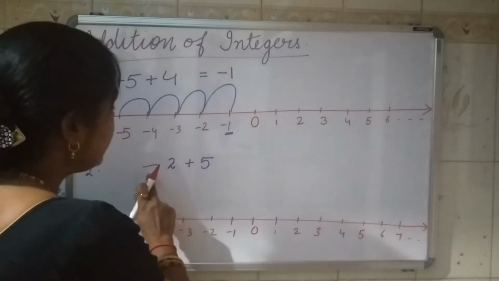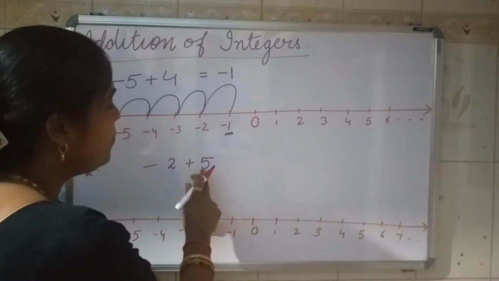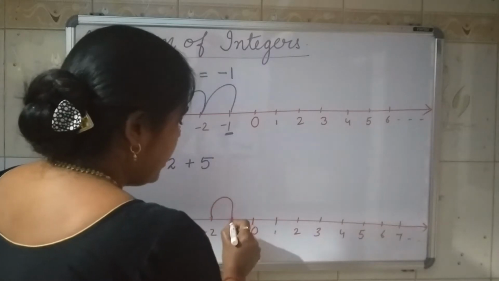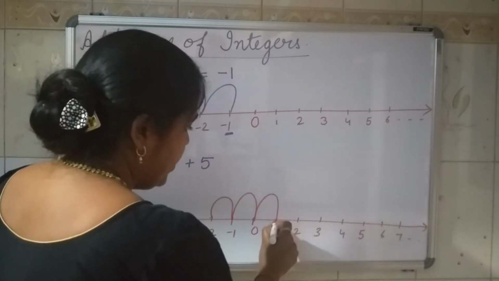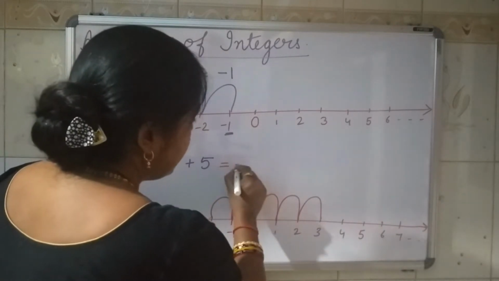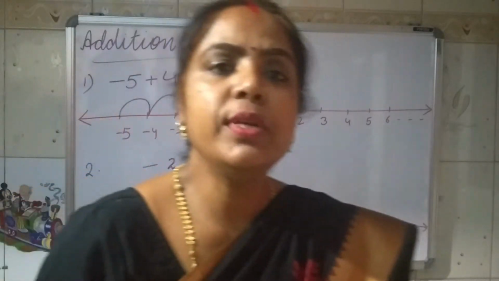Now, it is given minus 2 first. So we will begin from minus 2 and we have to move how many times? 5 times. So minus 2, 1, 2, 3, 4 and 5. So what will be the answer? Answer is plus 3. Is it not so easy?